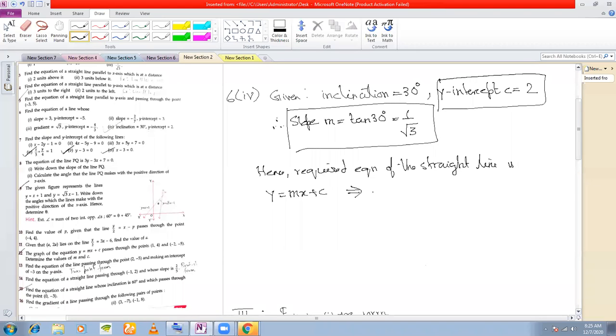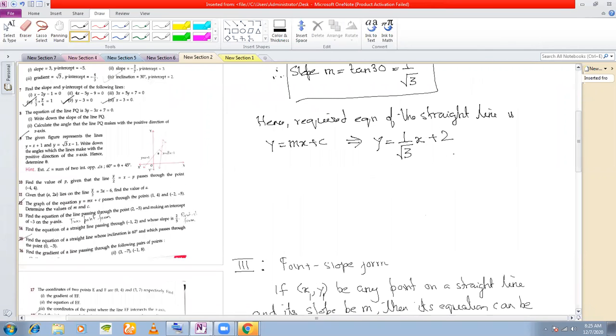And you put the values here. y is equal to m, which is 1 by root 3, and c is 2. So this is the equation of the straight line. We just simplify this a little so that it is in our required form.